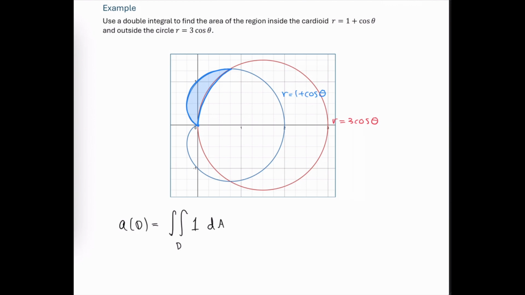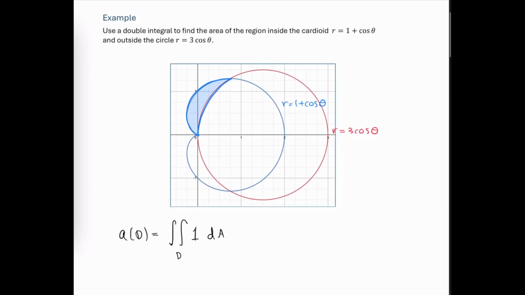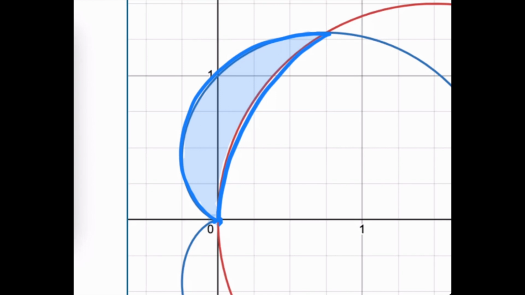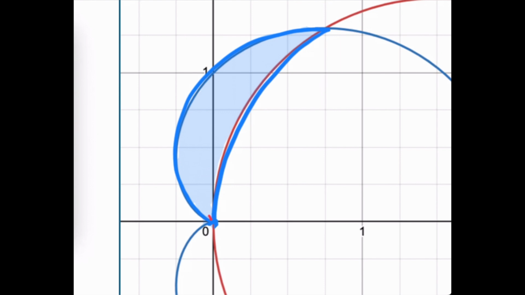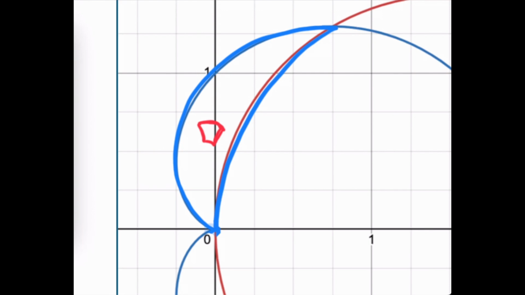Now we need to decide: are we going to be integrating with respect to r first or with respect to theta first? Let's zoom in on this region to determine the limits of integration. If we integrate with respect to r first, r goes from 0 to the cardioid in this region, but then we have a lower limit on the circle and an upper limit on the cardioid out here. Integrating with respect to theta seems like it could be a good idea because the limits are the same on the top and the bottom throughout the region.